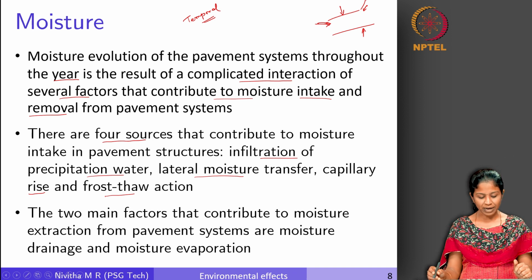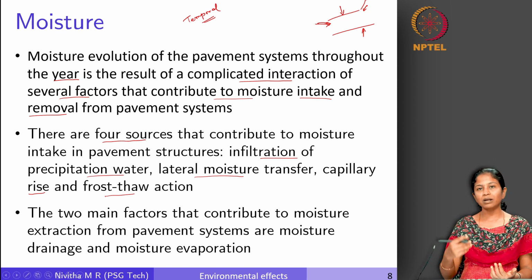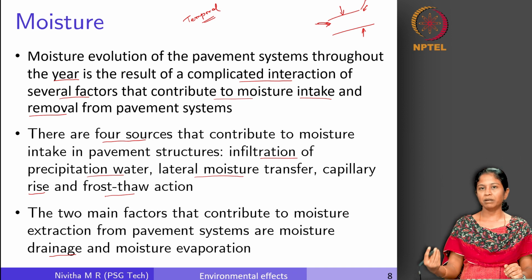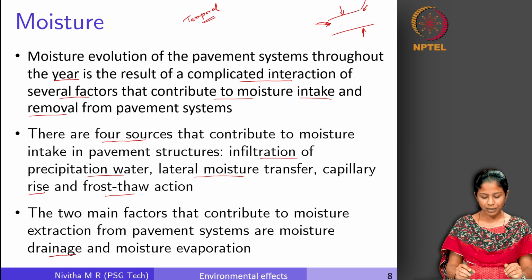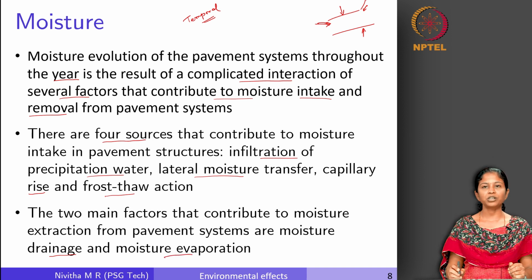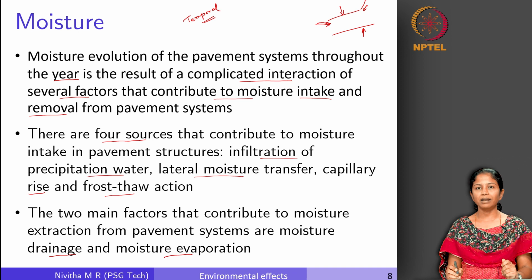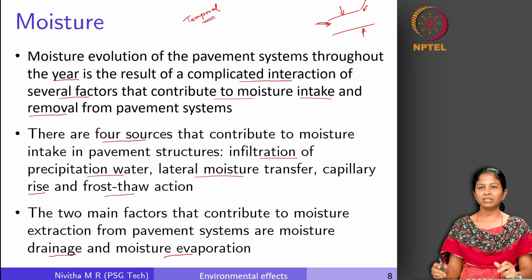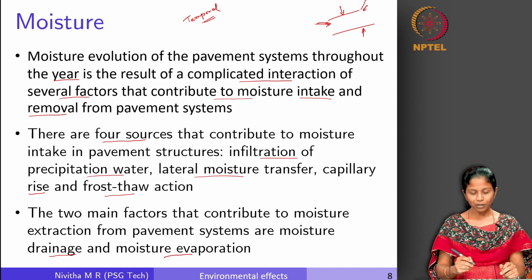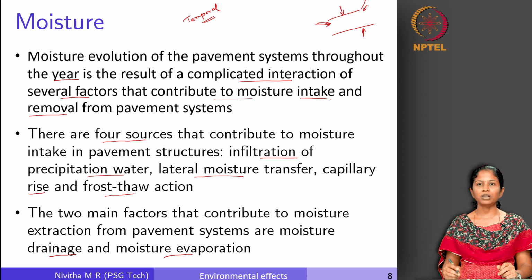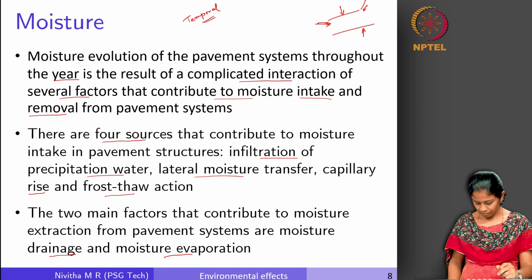And there are 2 main factors which contribute to moisture extraction from the pavement. What phenomena remove water from your pavement system? One is moisture drainage, right. Like we have capillary action, because of permeability, water is also going to drain off from your pavement system. That is one aspect of removal. The other aspect is moisture evaporation. We have seen in the earlier slides also, evaporation is one phenomenon which is an interaction of the pavement system with the environment. So because of this evaporation also, there would be moisture removal from the pavement system.